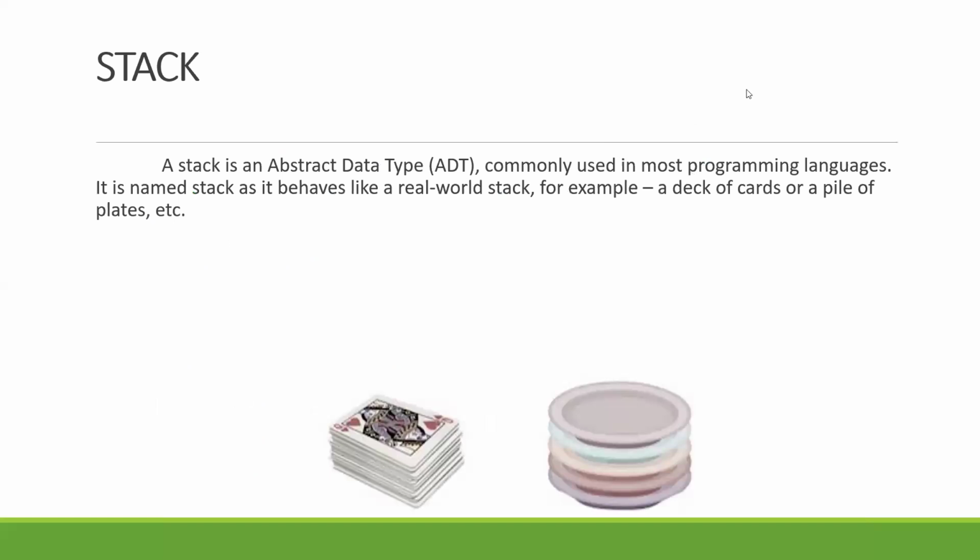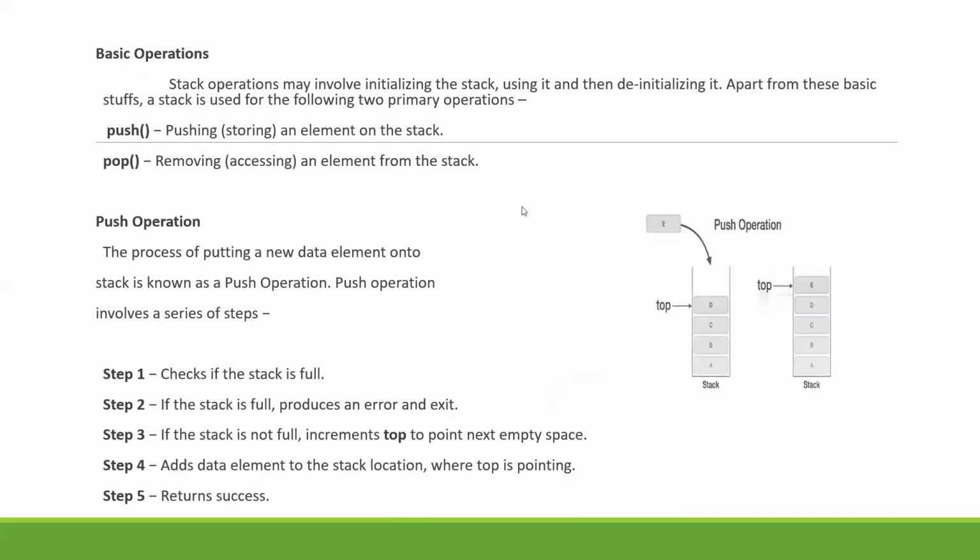First one, stack. Stack is an abstract data type commonly used in most programming languages. It follows the last in, first out method. That method name is important. So what are the basic operations of stacks? Stack operation may involve initializing the stack, using it, and de-initializing it. Apart from this, a stack is used for 2 primary operations, push and pop. Push means pushing or storing an element onto the stack, and pop means removing or accessing an element from the stack.